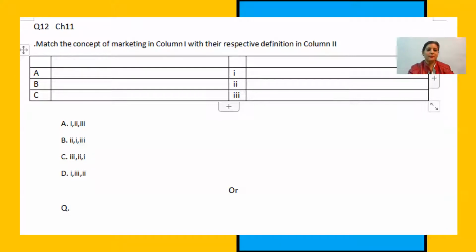In previous classes, in junior classes, you did match the column by joining the lines or by writing A part, second number, C part, first number, B part, third number. But now the pattern is different. Look at the pattern, very easy.